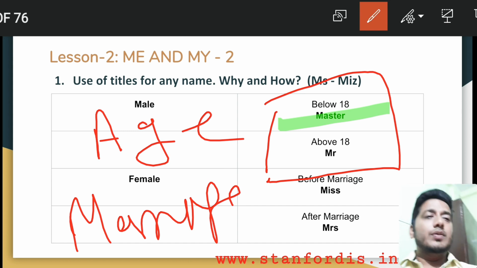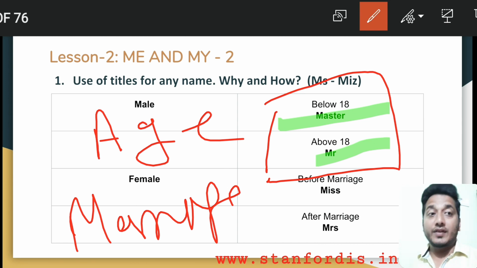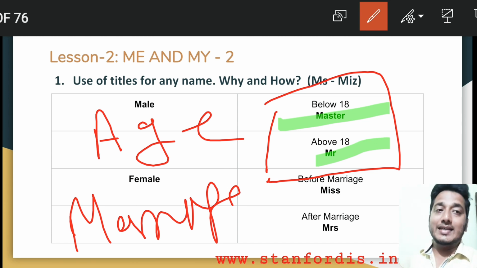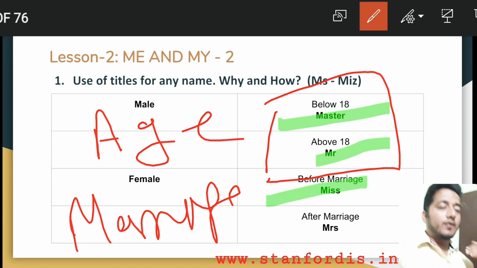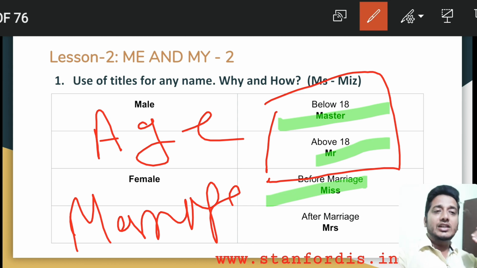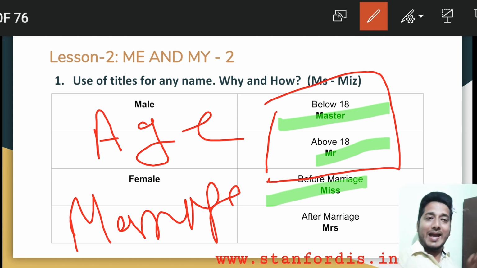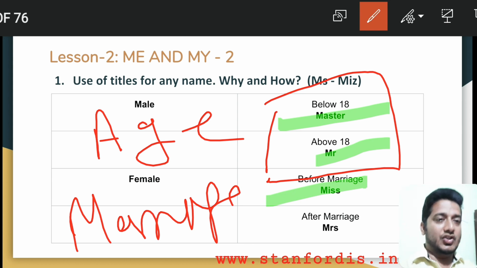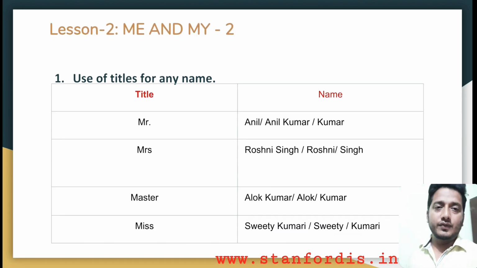Second thing, we'll use Mr. for a male adult, like Mr. Ravi Kumar, if the person is above 18 years old. Now when it comes to female, if a female is not married, then we'll use Miss. If a female is married, then we'll use Mrs. I hope this concept is clear to you. Let's have a look at the next part of this video.